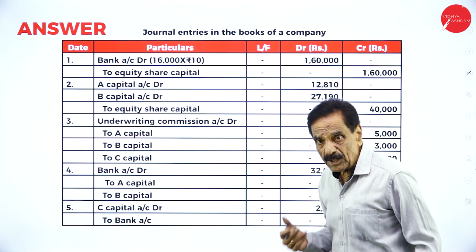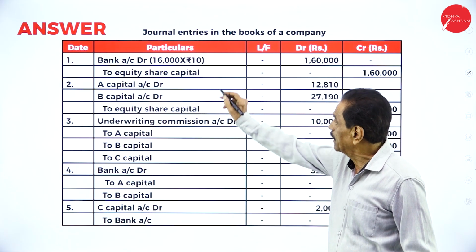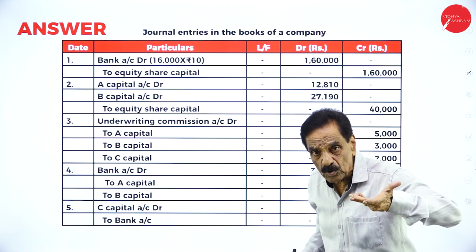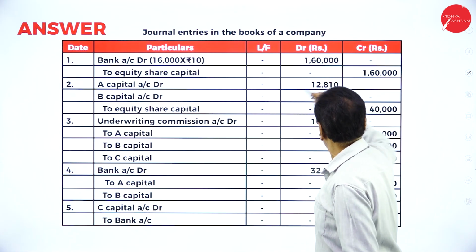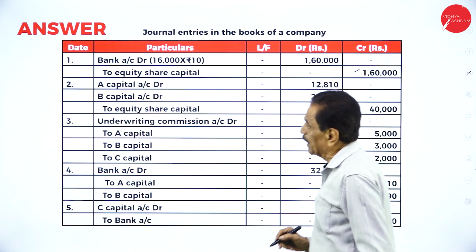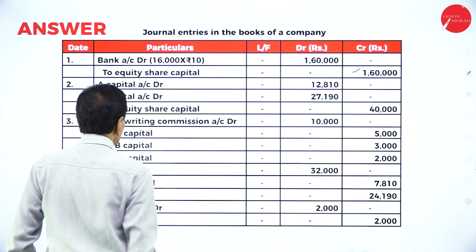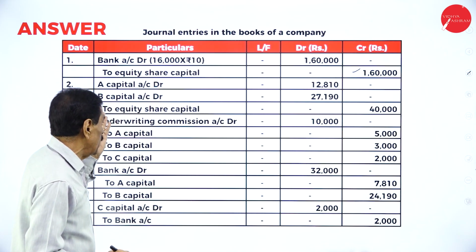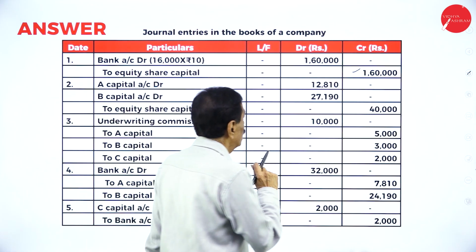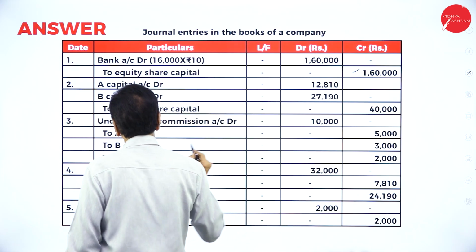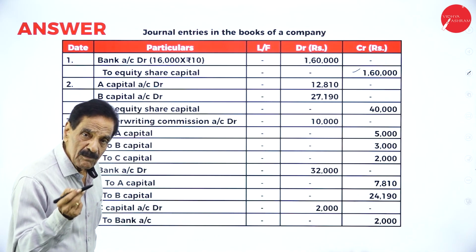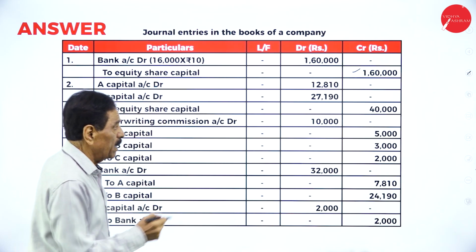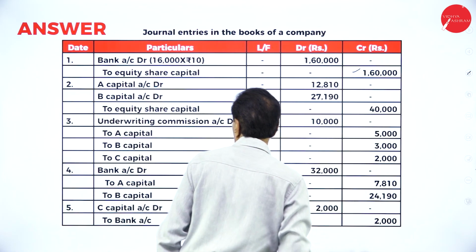Totally how many applications received? 16,000 at the rate of rupees 10 each. Entry: debit what comes in, credit what goes out. Bank account debit to equity share capital 1,60,000. We have to receive from A, from B. A's capital account debit, B's capital account debit to equity share capital.